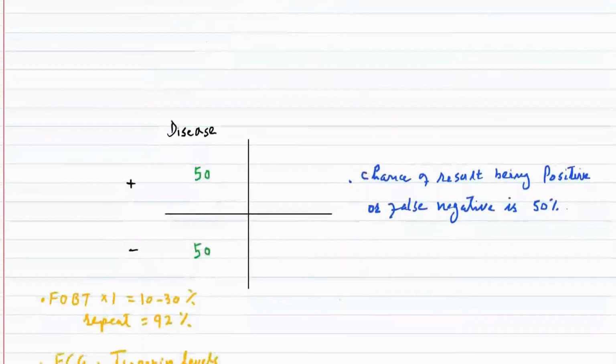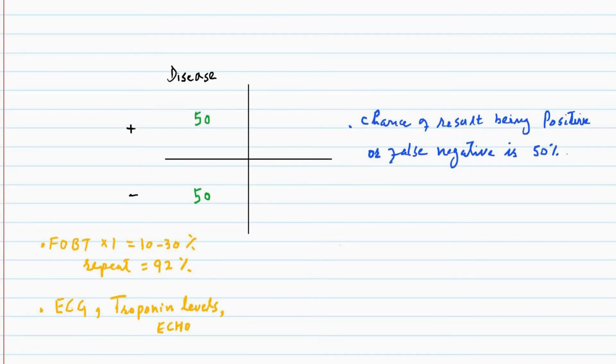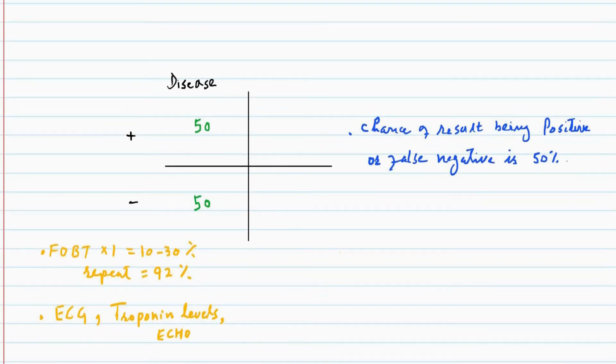The tests with very low sensitivity can also be used in clinical settings. The sensitivity of a test can be increased by repeat testing in some cases, like fecal occult blood test when performed on one occasion has sensitivity of 10 to 30%. But if we repeat the test on 3 occasions, the sensitivity increases to 92%.